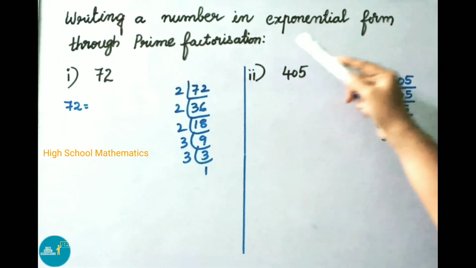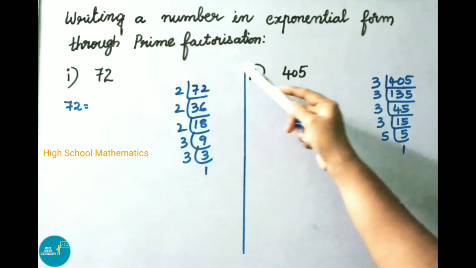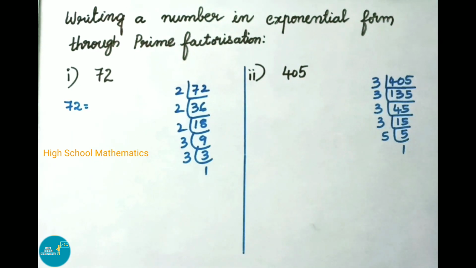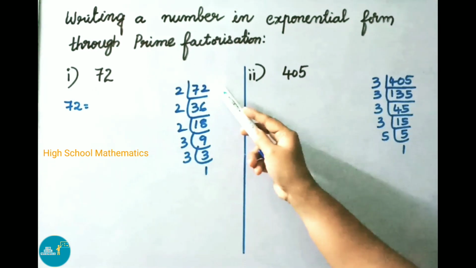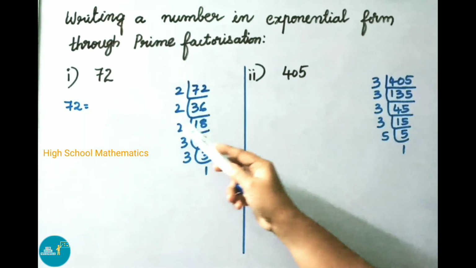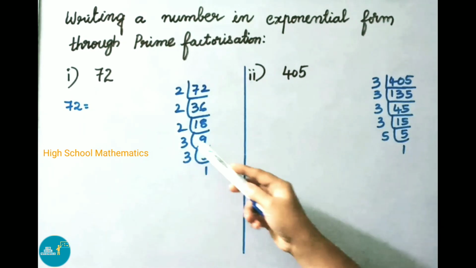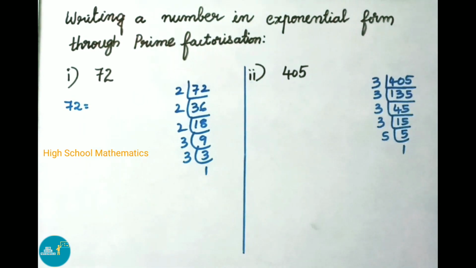Writing a number in exponential form through prime factorization. See here, 72 is the given number. Let us do the division first: 2 36s are 72, 2 18s are 36, 2 9s are 18, 3 3s are 9, 3 1s are 3.